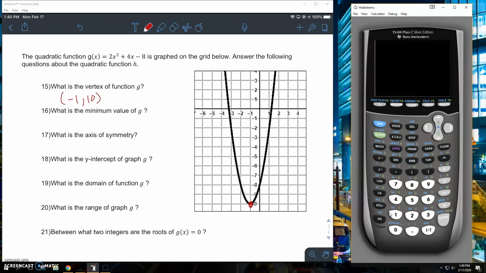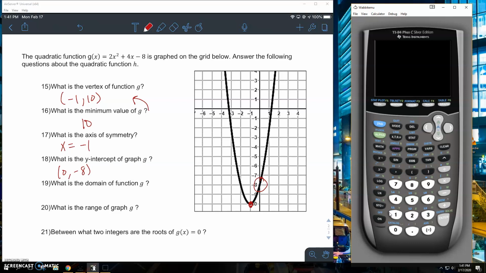What is the minimum value? The minimum value is your y value of your vertex. So my minimum value is -10. What is the axis of symmetry? Axis of symmetry is going to be x equals the x value of the vertex, so -1. What is the y-intercept? Okay, I'm locating that on the graph. It's where it crosses the y-axis, and that is at (0, -8).